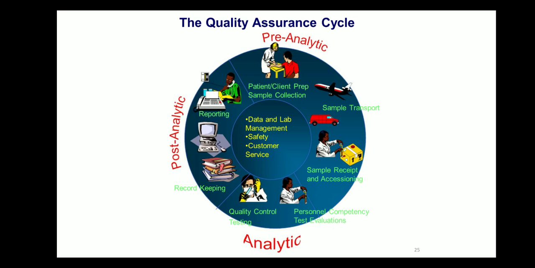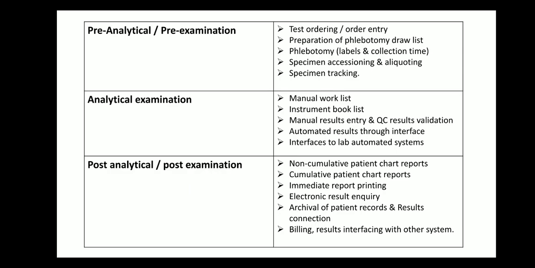All these things have to be done properly. If there is any error in the pre-analytical process, it is called a pre-analytical error. Any error in the analytical process is an analytical error. An error in post-analytical is called a post-analytical error. So what all comes under this we will see. Pre-analytical, or pre-examination, includes test ordering or order entry.